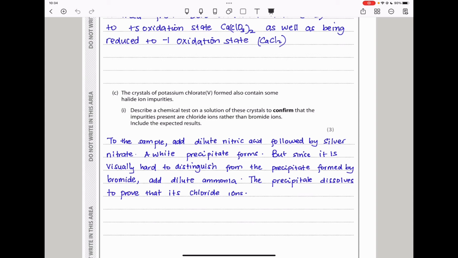So here I said, to the sample, add dilute nitric acid followed by silver nitrate. A white precipitate will form, but since it is visually hard to distinguish from the precipitate formed by bromide, because with bromide we form a cream precipitate, and with chloride we form a white precipitate, but these colors are so hard to distinguish, we have to add dilute ammonia to further confirm. When you do that, the precipitate dissolves to prove that it's chloride. When you add dilute ammonia, the bromide precipitate will not dissolve, and that is how you can tell them apart.